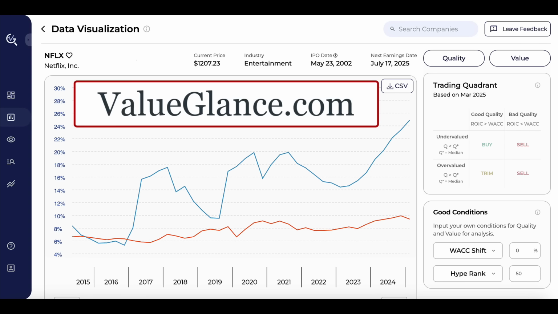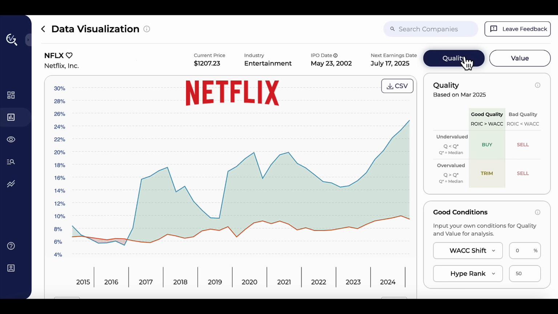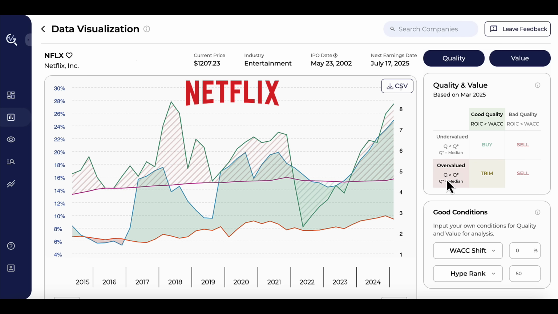Let's see how to analyze any stock in 10 seconds. So here we are on ValueGlance.com looking at Netflix. Quality, good quality company. Value, overvalued. Okay, that's just a trim, not a buying opportunity. So what did we do here?